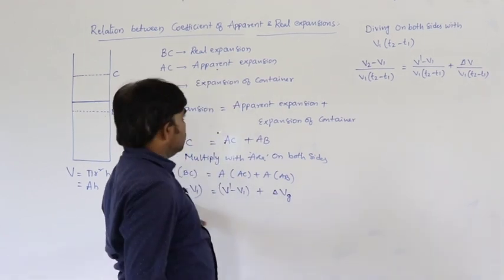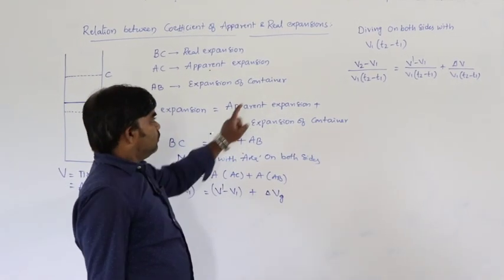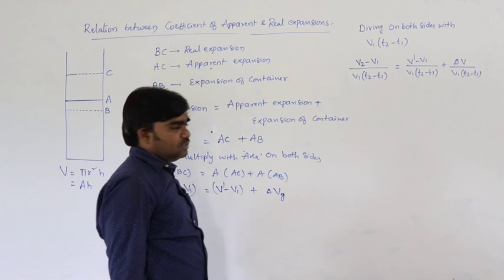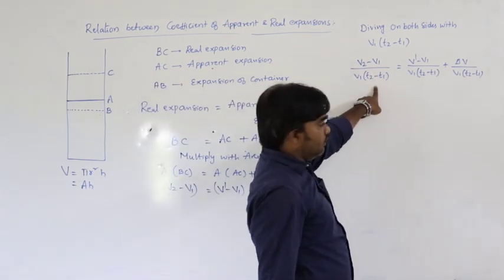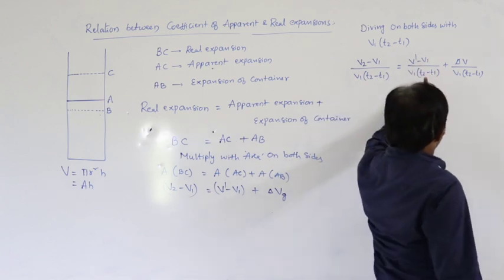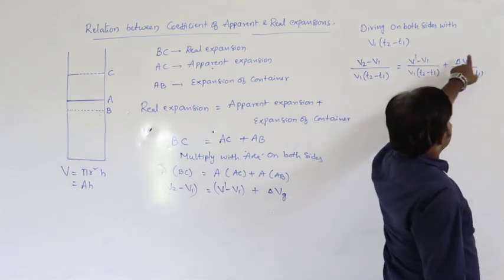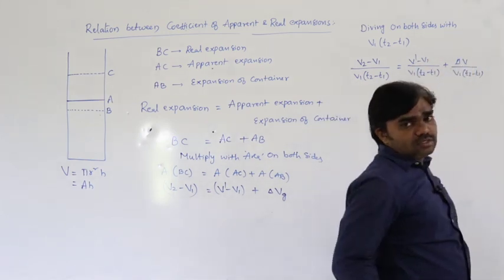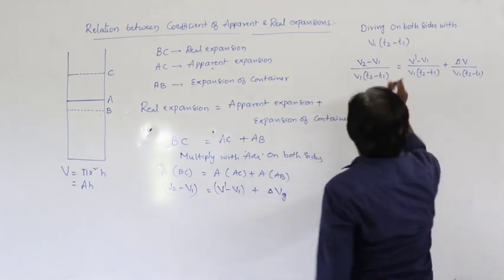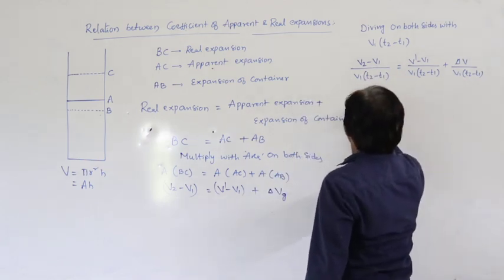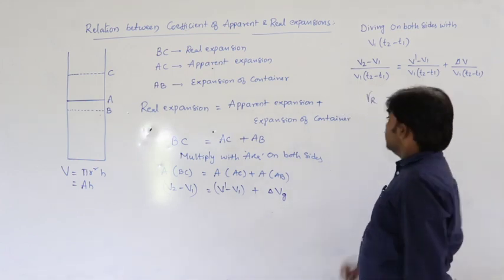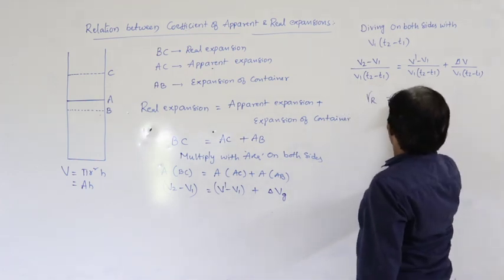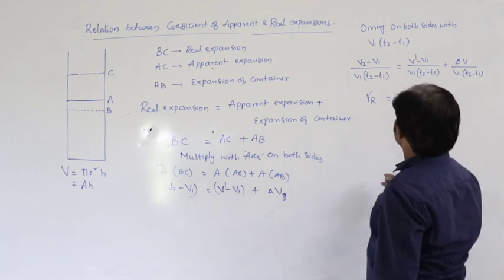For this, dividing on both sides by V1 into T2 minus T1. So that is V2 minus V1 by V1 into T2 minus T1. Here V dash minus V1 by V1 into T2 minus T1, so delta V by V1 into T2 minus T1. So V2 minus V1 by V1 into T2 minus T1 is considered as the quotient of real expansion, and this is the quotient of apparent expansion.